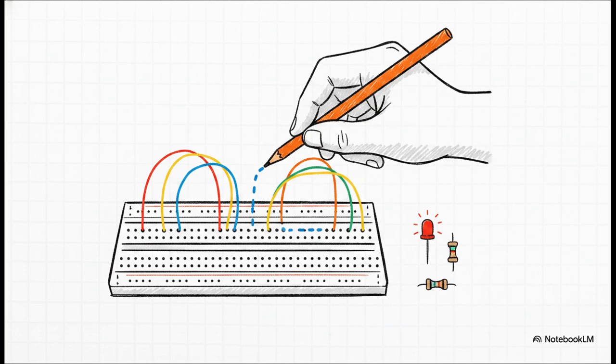So if the breadboard is the sketchpad, what are the pencils? Well, they're these things. Jumper wires. They're just simple, flexible wires with little pins on the ends. You use them to connect all the different components on your breadboard. You're basically drawing the lines of your circuit.